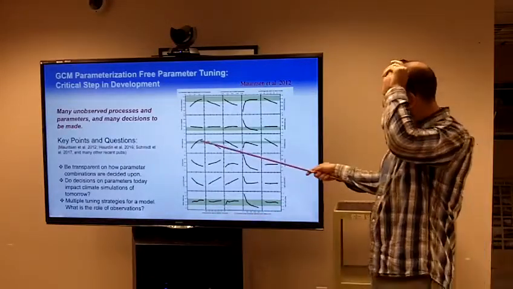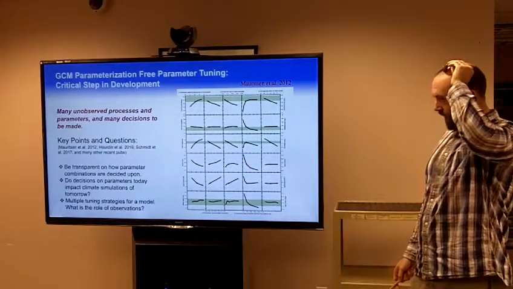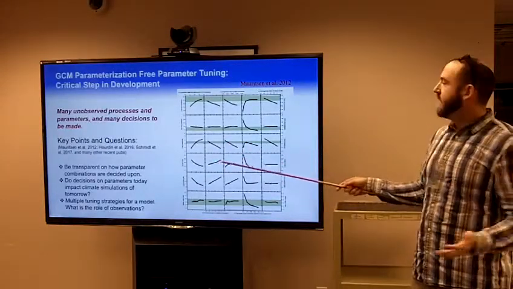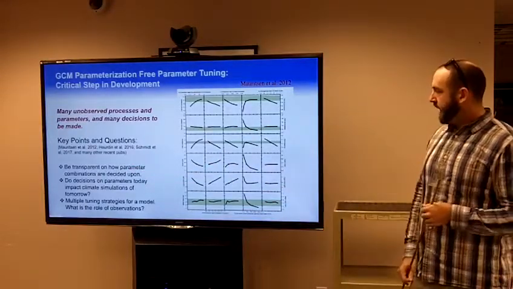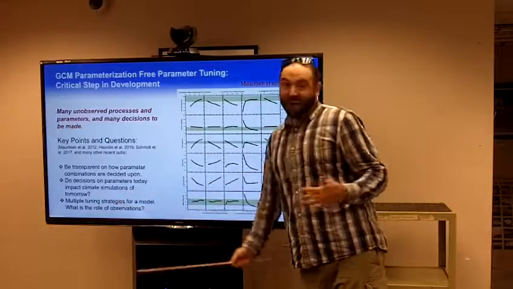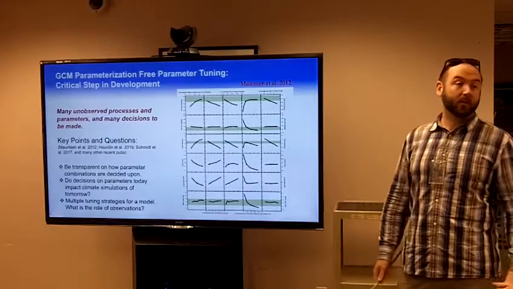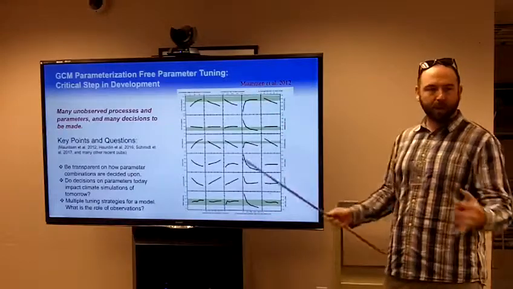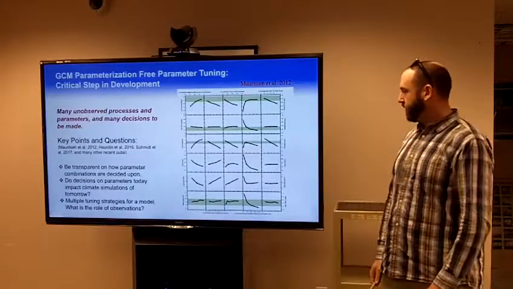And so this paper and then some others, including Gavin's paper that just came out in 2017, summarize the discussion on, okay, this is fine, maybe we disagree on how we do this, but the point is we need to be transparent on how parameter combinations are decided upon. And the overarching question, of course, is, does it matter? If it doesn't matter, if it just changes things by pennies, then who cares, right? But it's possible that how we search for combinations of parameters, what we decide on, may matter for the climate simulations of tomorrow.